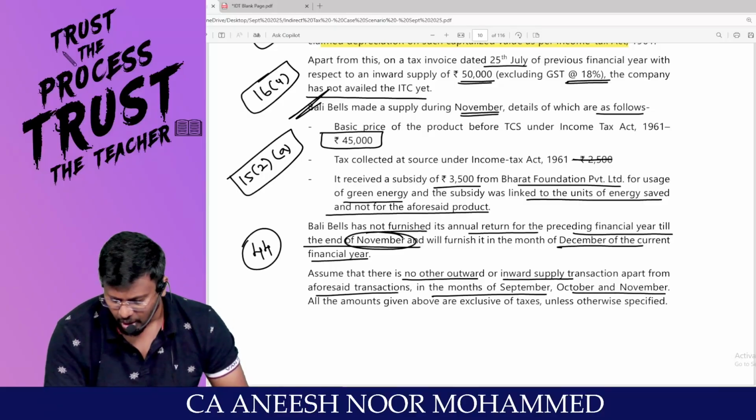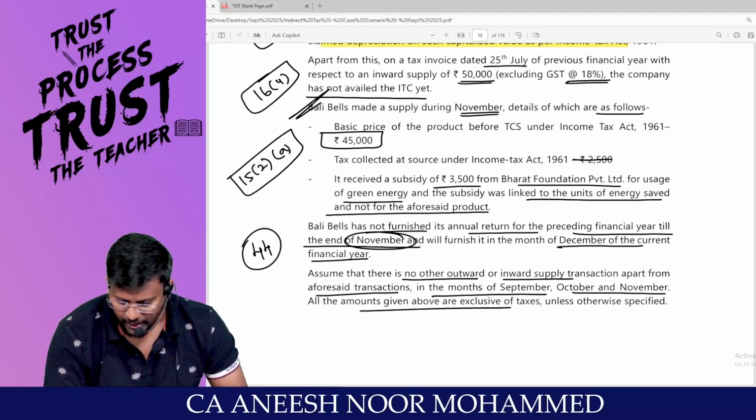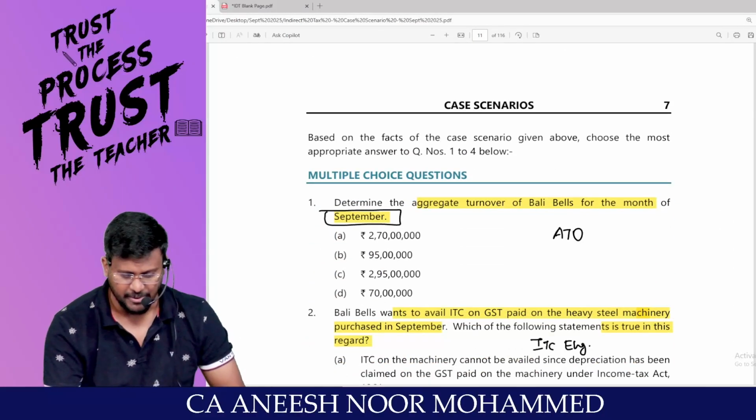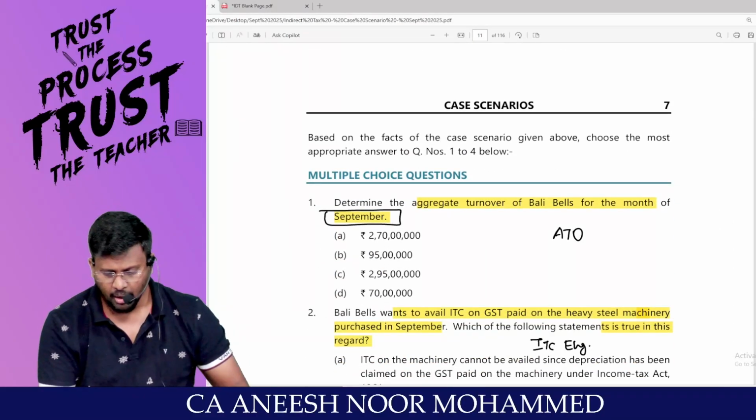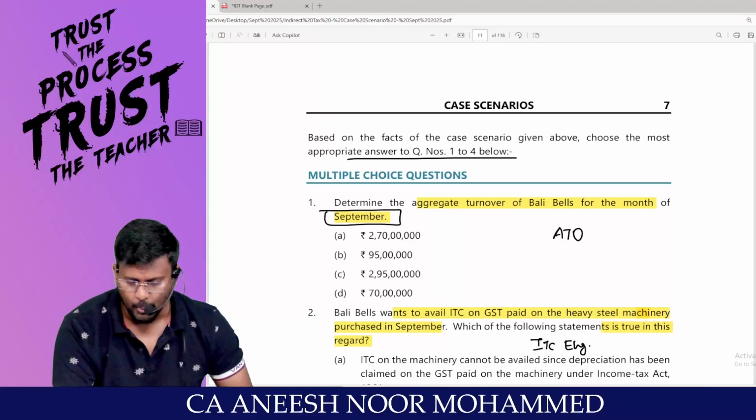Assume that there is no other outward or inward supply transaction apart from the aforesaid transactions in the month of September, October, November. All the amounts given above are exclusive of taxes unless otherwise specified. Based on the facts of the case scenario given above, choose the most appropriate answer to question number 1 to 4 below.